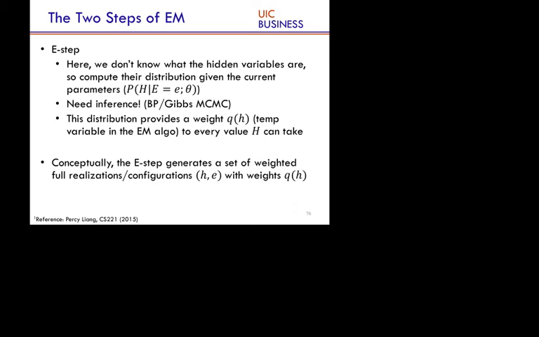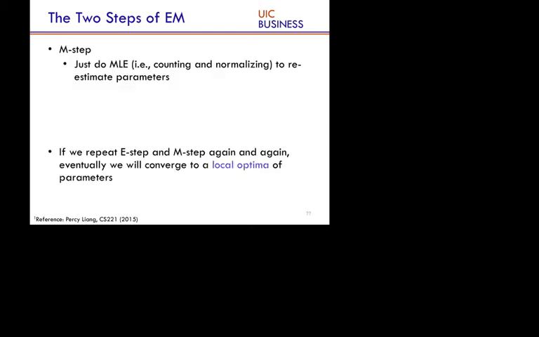Because I don't know what the hidden variable's realization should be, I'm just going to use all these numbers. And in the M step, I'm just going to do maximum likelihood estimation, which is the counting and renormalizing that we were doing in the examples to estimate the parameters theta. Thetas are part of your joint distribution expression, right? So thetas can be estimated if you have Q of h, the weights.